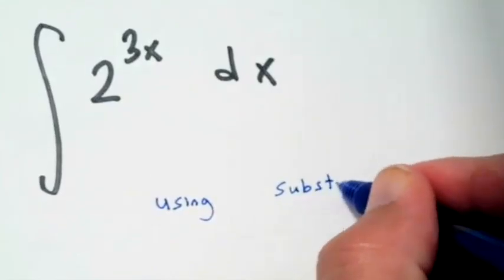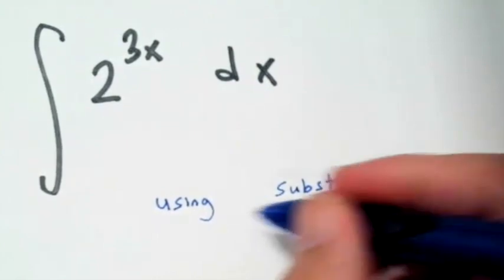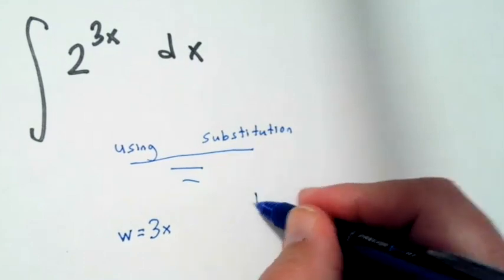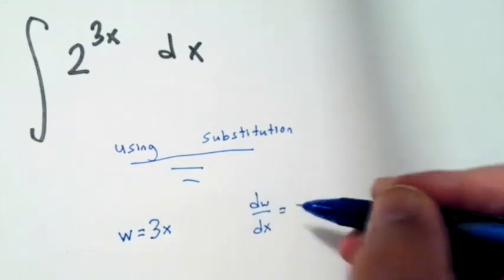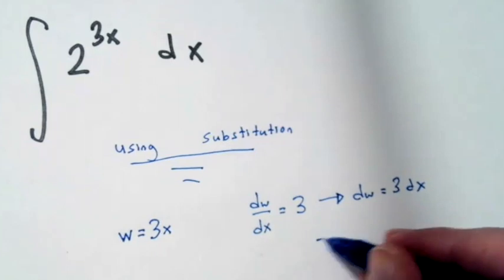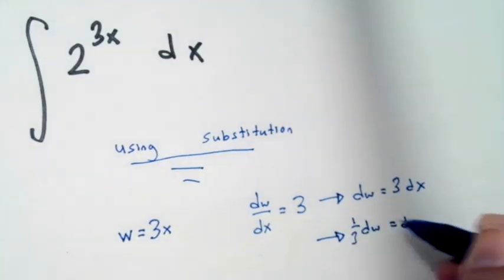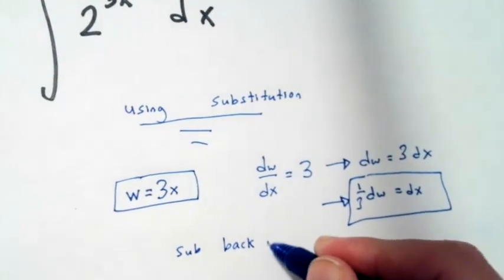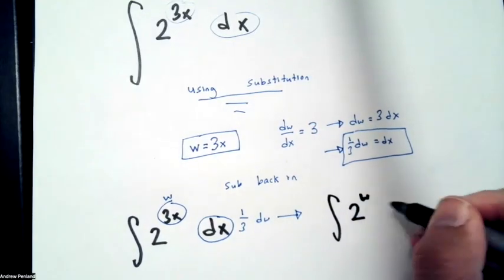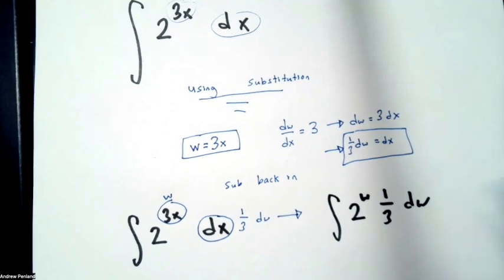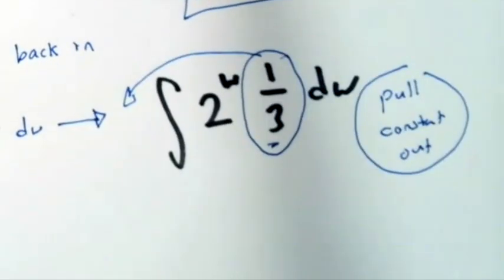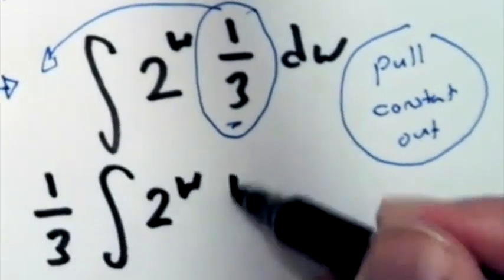Now let's look at how to approach the same problem in a different way. We could use substitution, by setting w equal to 3 times x. This gives dw/dx equal to 3, so dw is equal to 3 times dx and dx is equal to 1/3 times dw. When we sub these pieces back in, we get the integral of 2 to the w times 1/3 dw. We can pull the constant 1/3 in front, to get 1/3 times 1 over natural log of 2 times 2 to the w plus c.